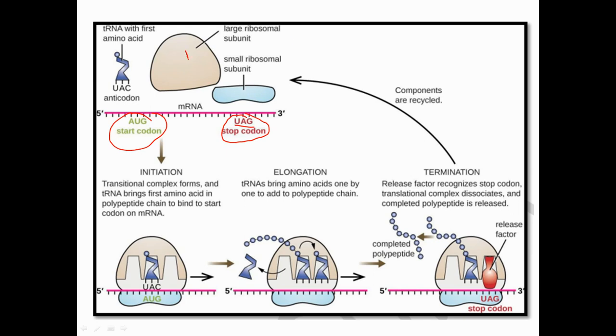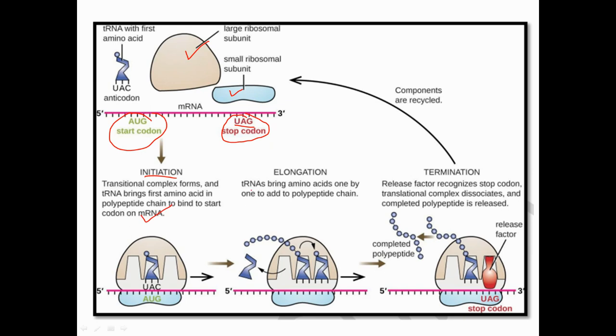And these are the two subunits, the large subunit and the small subunit, and they bind together to read a particular mRNA. Here you can also see the tRNA with the first amino acid, the anticodon, being brought, and the tRNA is specific for a particular amino acid. Okay, so the first step is the initiation step. The translational complex forms and tRNA brings the first amino acid for the polypeptide translation process.